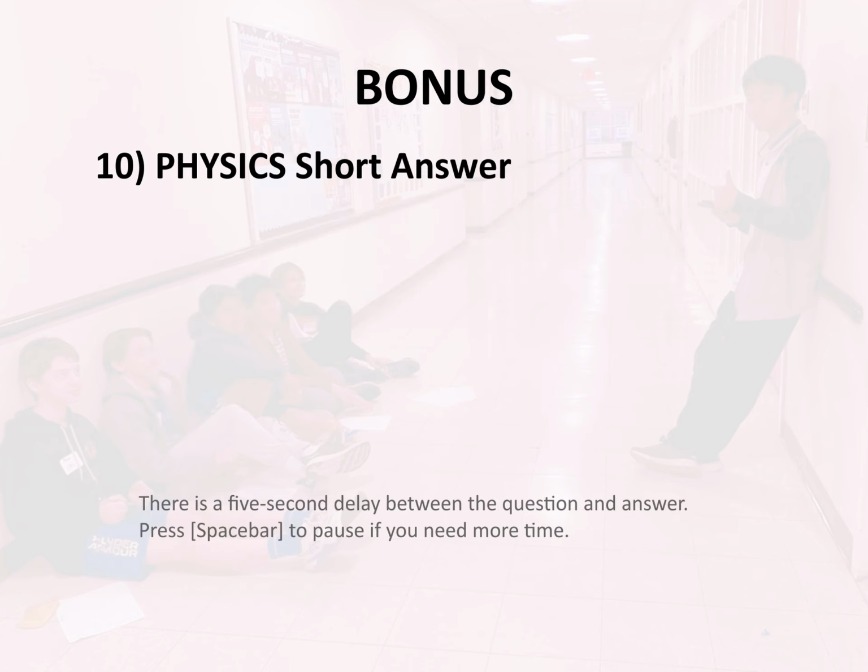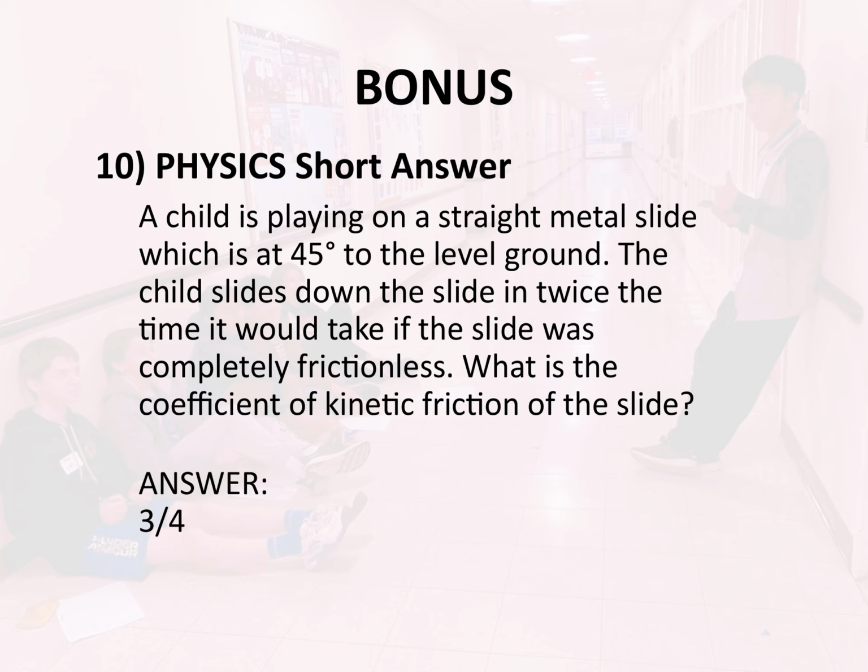Bonus 10. Physics. Short answer. A child is playing on a straight metal slide which is at 45 degrees to the level ground. The child slides down the slide in twice the time it would take if the slide was completely frictionless. What is the coefficient of kinetic friction of the slide? Answer: 3/4.